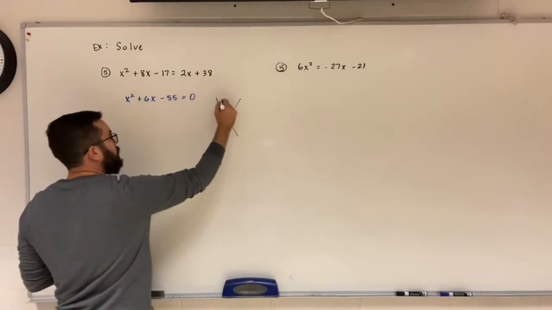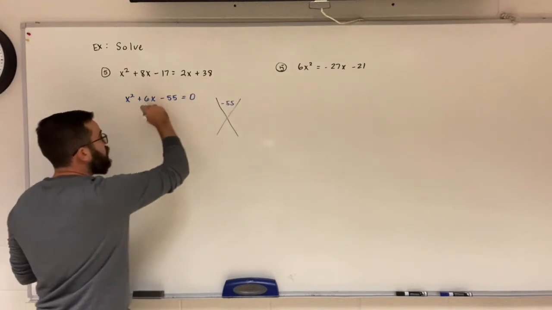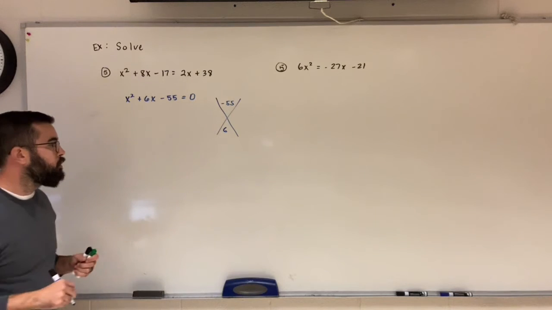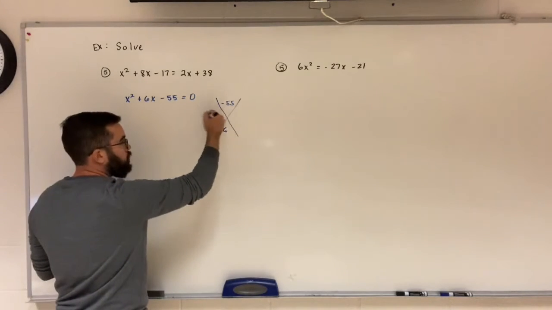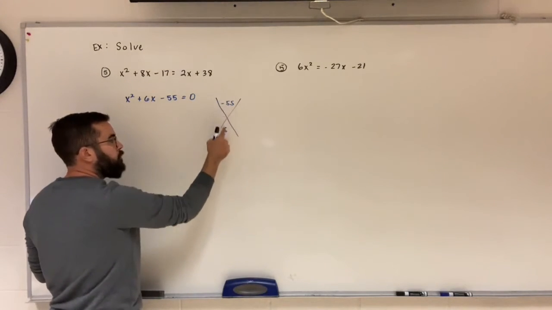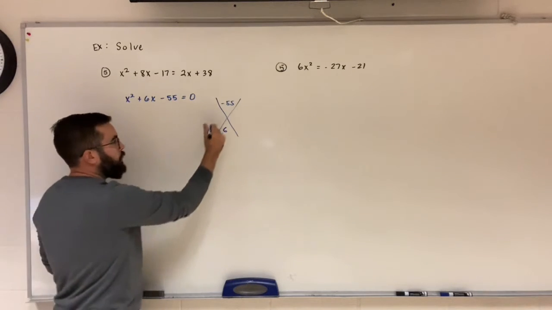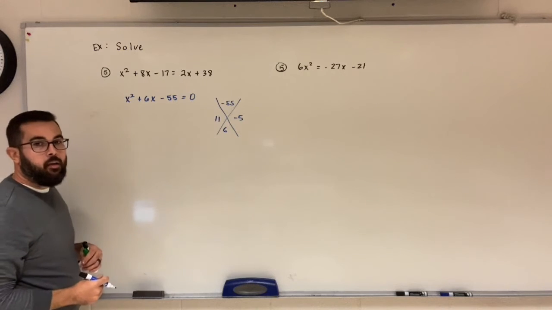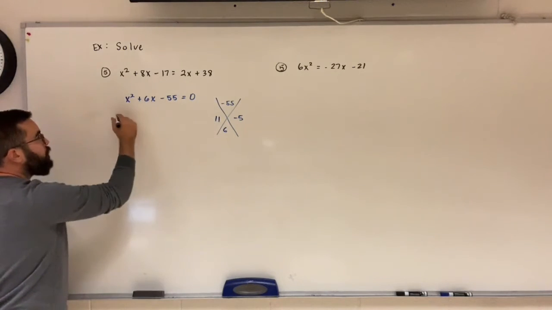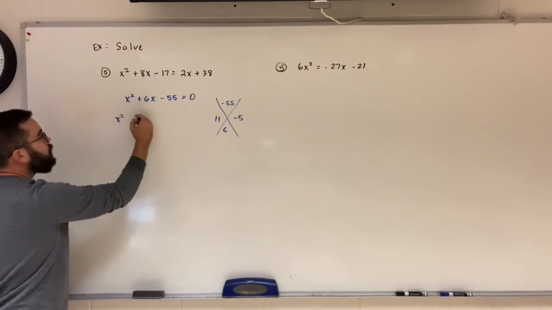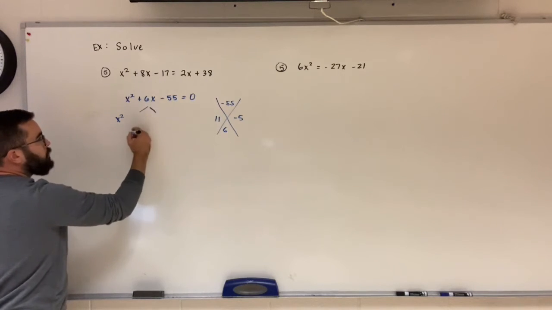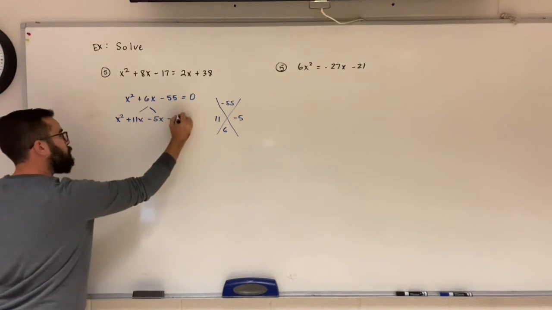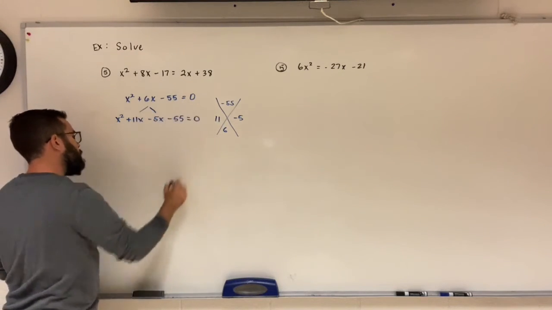So a times c is negative 55. B is 6. All right, so I'm looking for two numbers that multiply to negative 55 and add to 6. That would be positive 11 and negative 5. So I take that 11 and negative 5 and I use that to split 6x. I split it into 11x minus 5x minus 55, and that is still equal to 0.